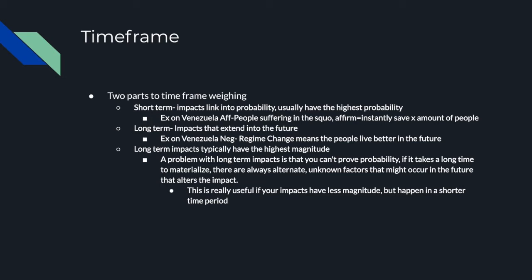And the problem with that is that it's really hard to prove probability of your argument happening. Because if it takes a long time to materialize, then there's always alternate unknown factors that might occur in the future that would alter your impact. So for example, in the future, something might mitigate your impact, or something might happen which makes it so your impact doesn't happen. So you would never know in the future, meaning that the probability is super low. And this is pretty useful if your impacts have less magnitude but happen in a shorter time frame. So that's also a really easy way to outweigh on magnitude through time frame.